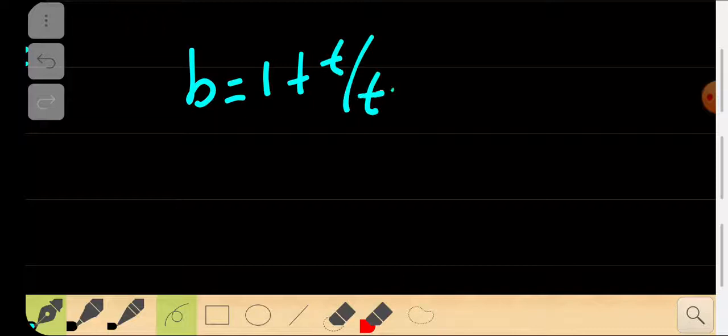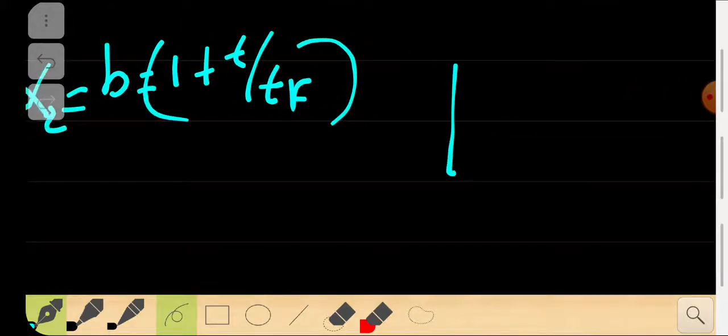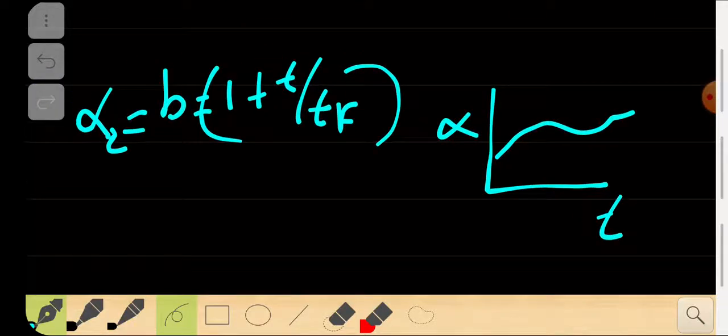So you can say, if you have an acceleration curve, b times (1 plus t by tf), equal to alpha, you can draw the alpha versus time graph, and it will look something like this. Okay, it's proportional to t. So it's a straight line, looking like this. Okay, let it be like that.